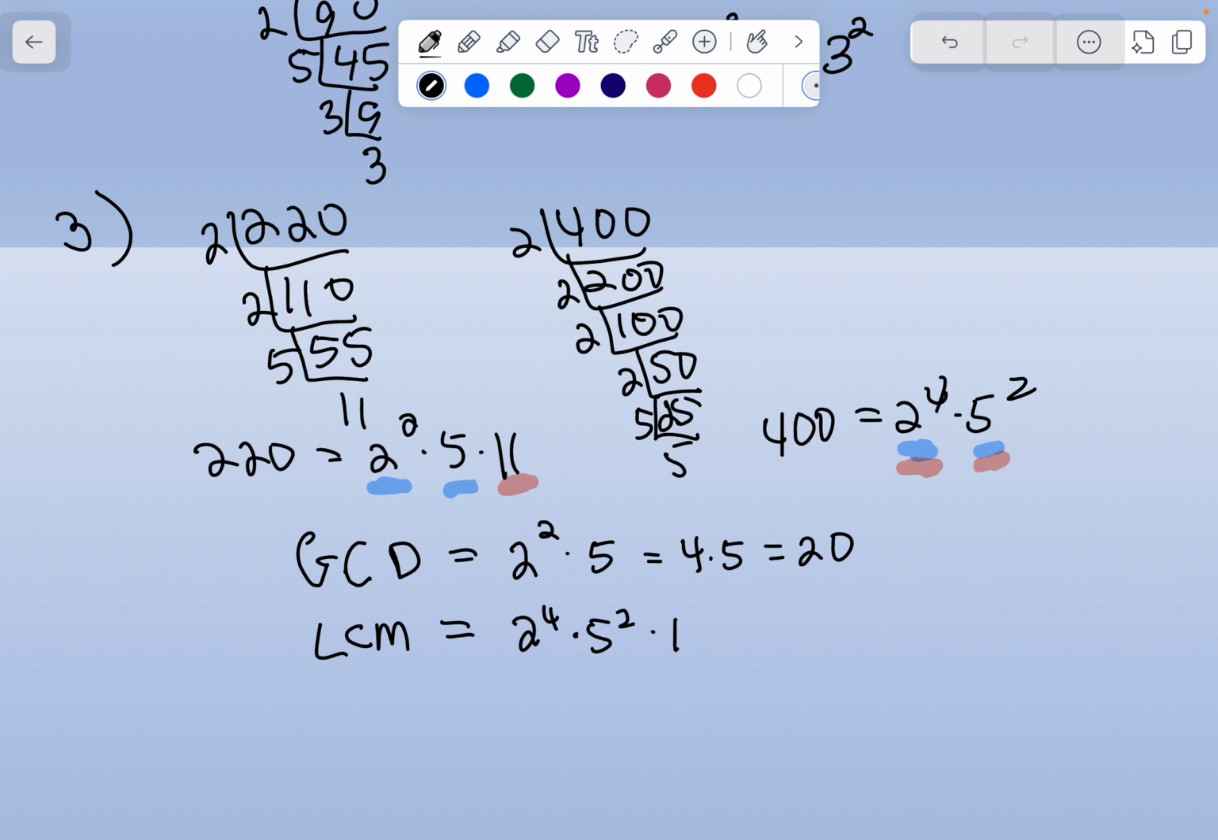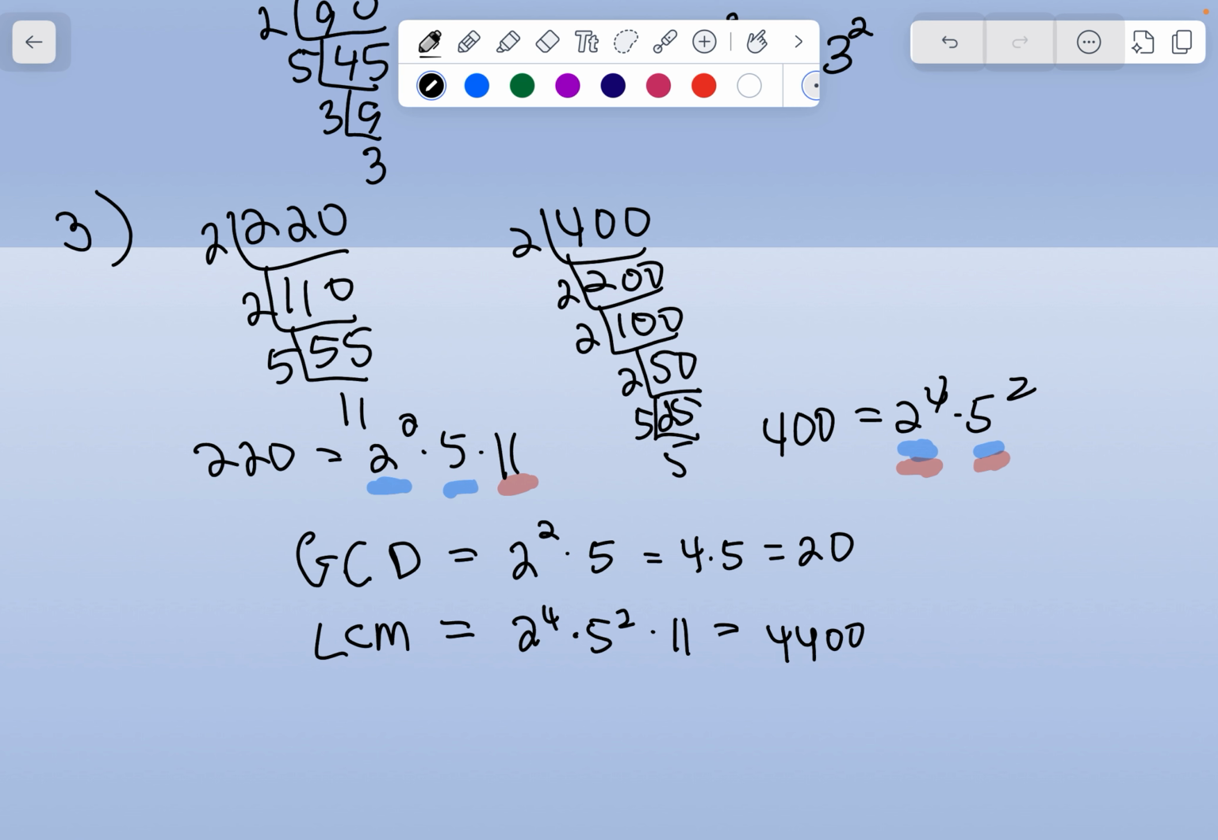And then you're going to multiply 2 to the 4th times 5 to the 2nd times 11. And you're going to get 4,400. Now you can check. 220 does go into that evenly. 400 also goes into it. So that's a good check. Can we divide those numbers into it? Then you probably did it right.